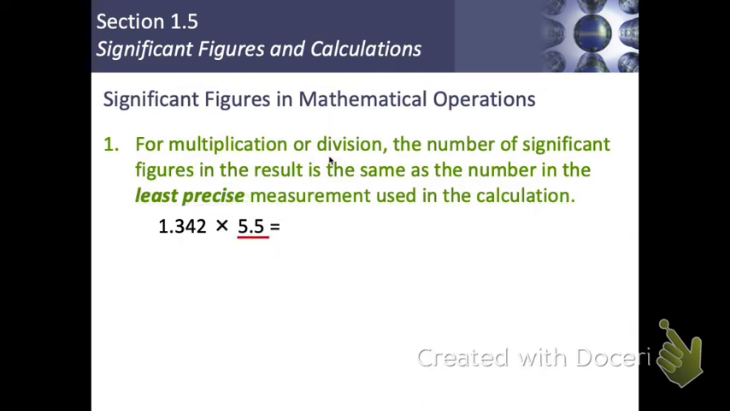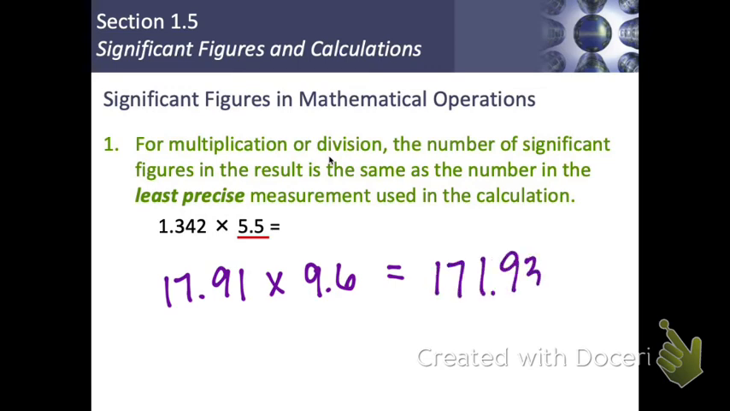Let's try one here. 17.91 times 9.6. And we're going to put our answer in the correct number of significant figures. All right. Without doing any rounding, I got 179.936. But how many sig figs am I allowed here?